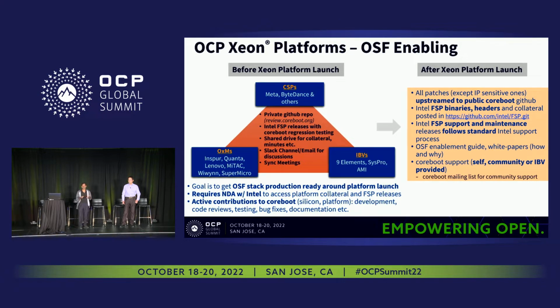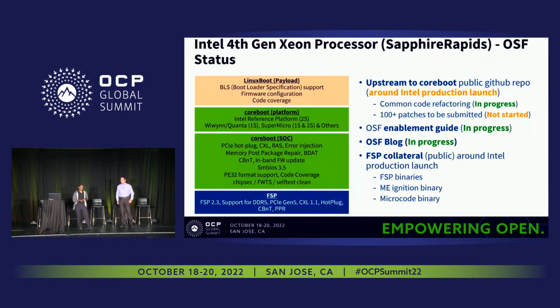If it is something related to coreboot, there are a wide variety of options. One is you can use the coreboot mailing list as a way to get the support. It could be self-support, or it could be through the IBV ecosystem, right? So that's kind of where things fall. So before platform and after platform launch, we want to be able to do this collectively with the ecosystem to really enable the production-grade open system firmware for Xeon platforms. With that, let me hand over the next part of the discussion to Jonathan.